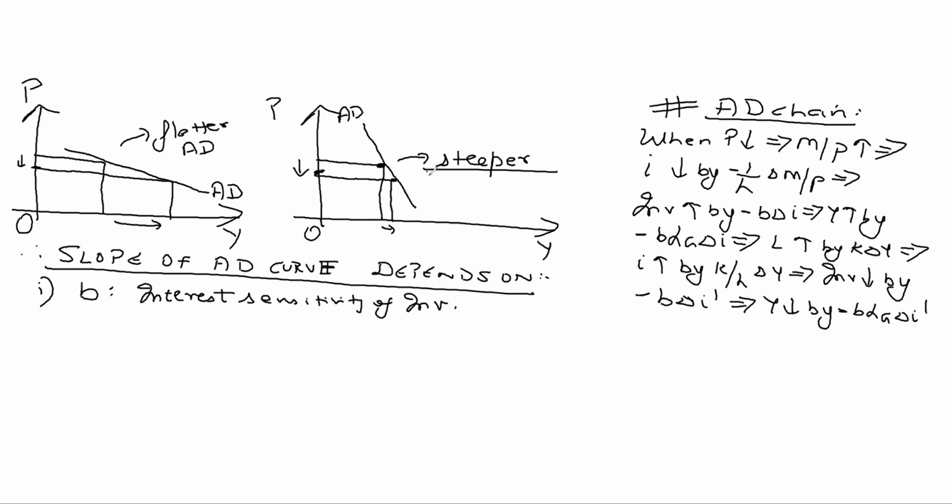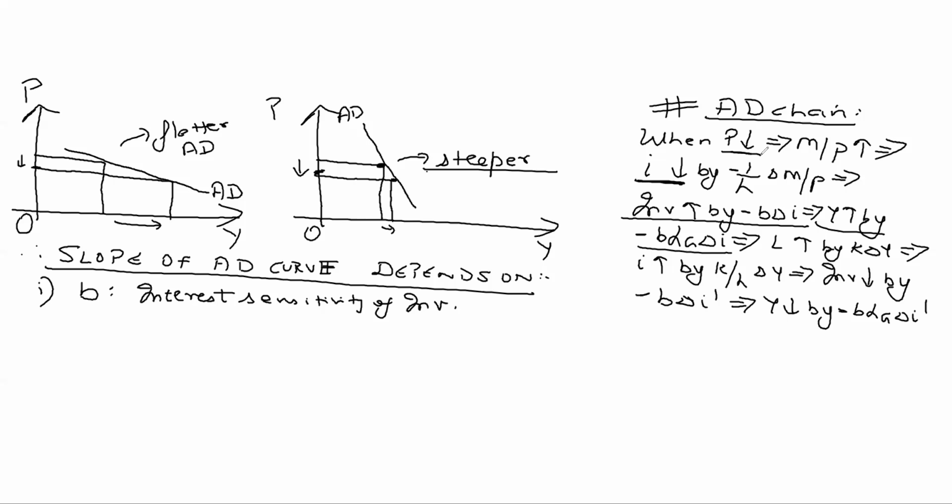Flatter means a small change in price should lead to a large change in output. When do we have a large change in output? Look at where B comes in the chain. B comes in the chain here for the first time. So if B is large, for a given fall in interest rates, investment will increase by a larger amount, which means output will also increase by a larger amount. So for a given fall in P, output will increase by a larger amount when B is large.